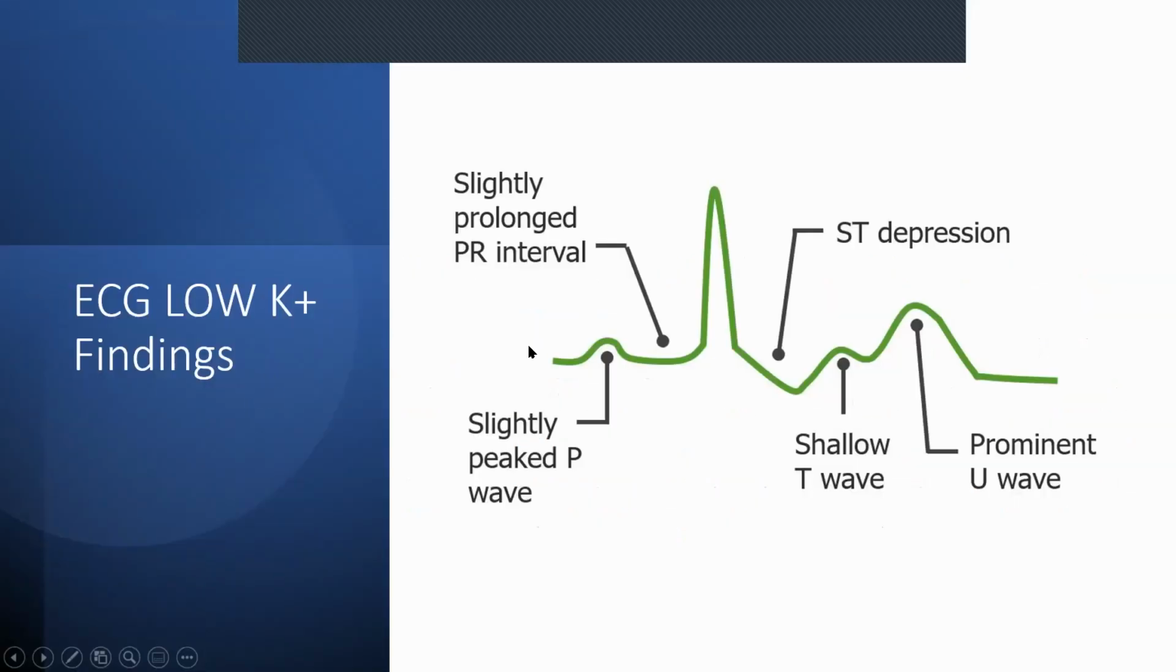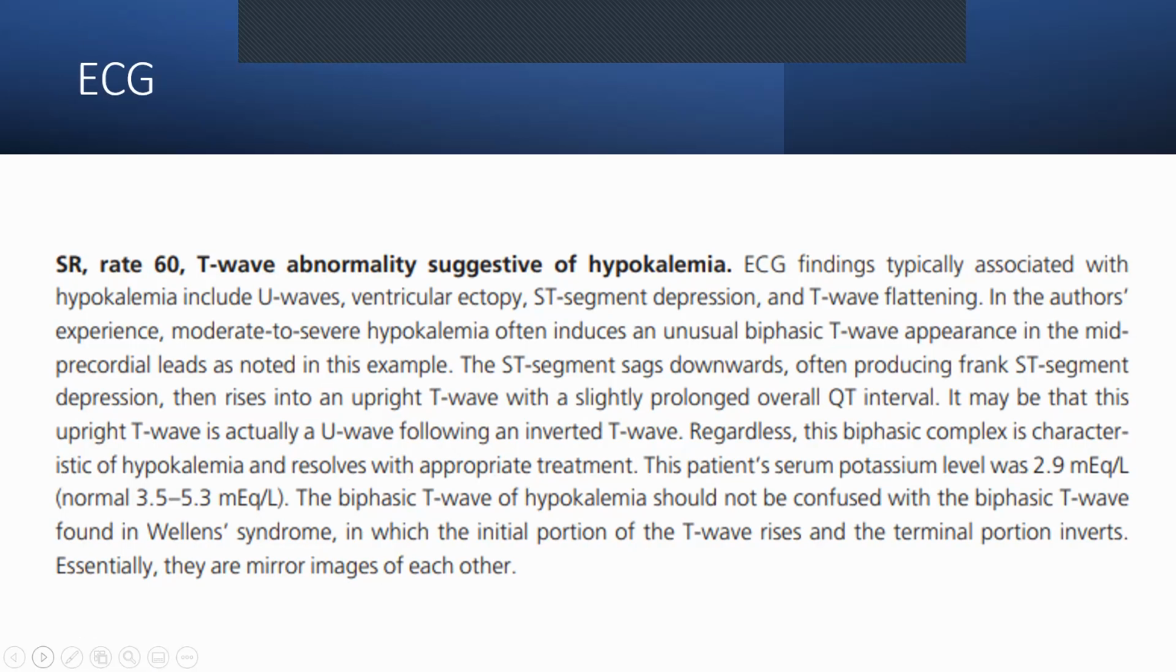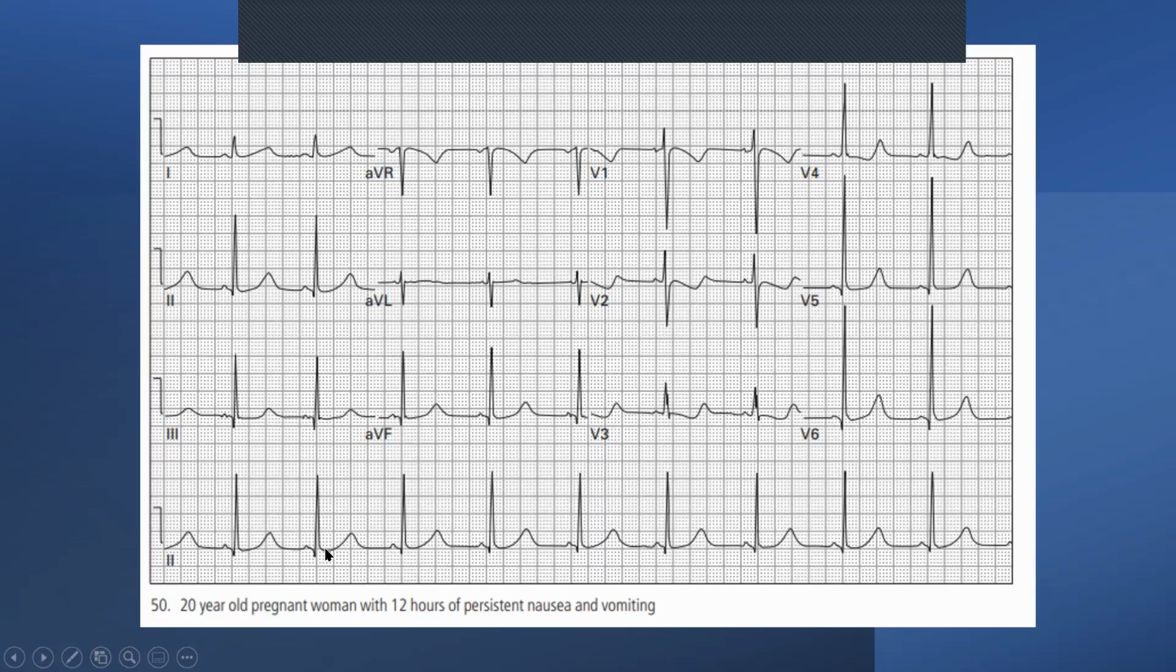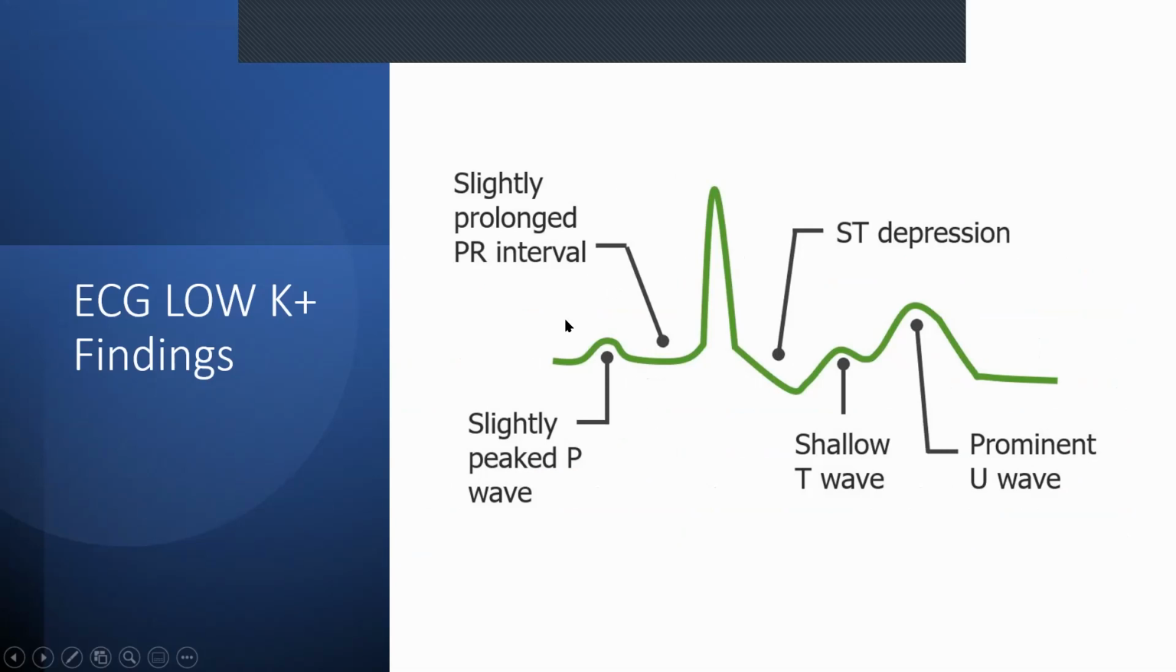So let's have a look at what your common findings are. You would normally get a prolonged PR interval and a slightly peaked P wave, and if we go back, we might actually see the slight peak. Yeah, we can see the slight peak in the P waves here, although we don't have a PR elongation, so that's something else we need to get. And ST depression, but like he said, it's a sagging depression rather than depression that goes like that.